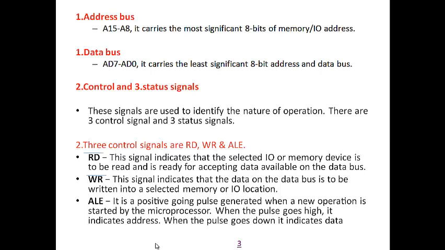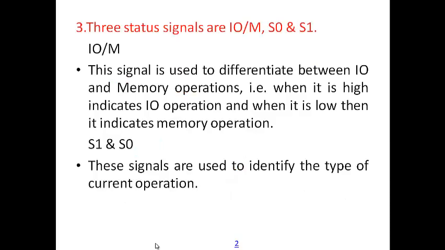To do this read and write, we should have the help of ALE, that is address latch enable. It is a positive going pulse generated when a new operation is started by the microprocessor, that is, the address bar data lines have to be address lines. So when this ALE is 1, that address bar data line will be given as an address. When ALE is brought to 0, automatically the address lines will behave like data lines.